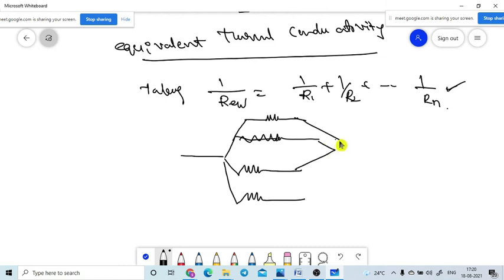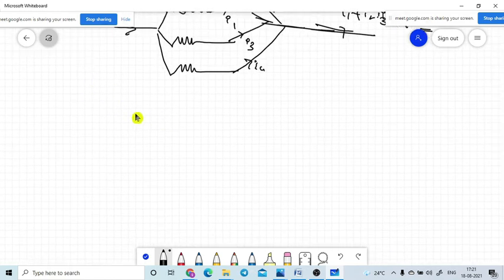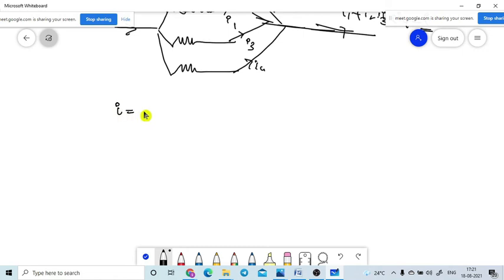If current is passing through this, it is divided: this one passes I1, this one passes I2, this one passes I3, this one passes I4. Finally the total current I will be I1 plus I2 plus I3 plus I4. The board is not working properly. Are you getting it? Yes, sir. So using the same formula as in the previous case, the current I is equal to I1 plus I2 plus I3 plus and so on up to In. It is the electric current.